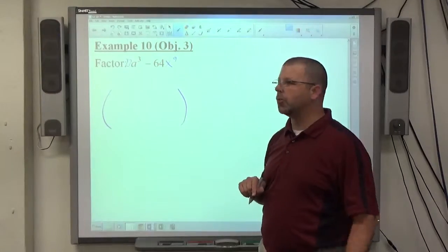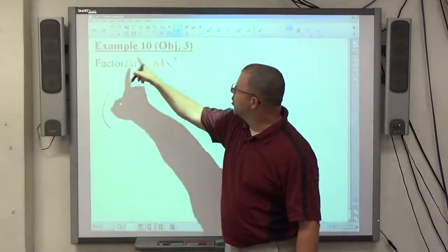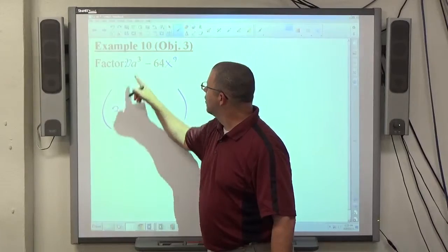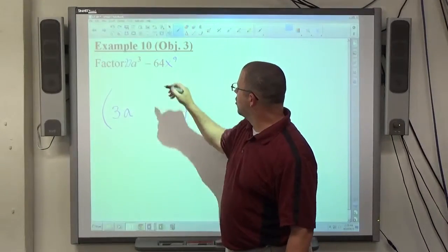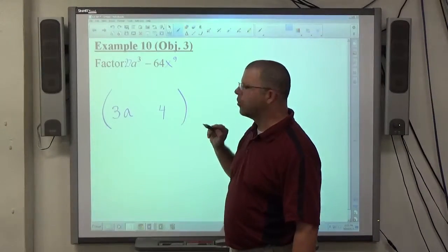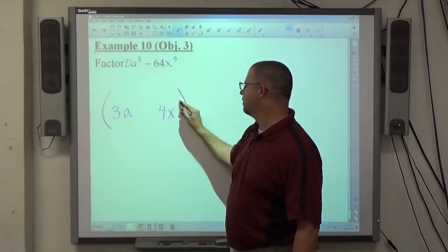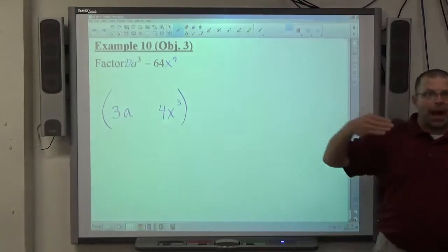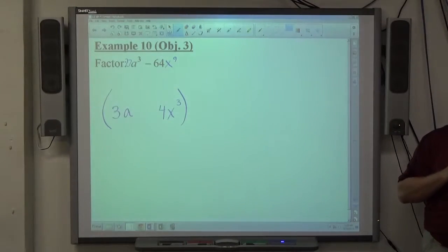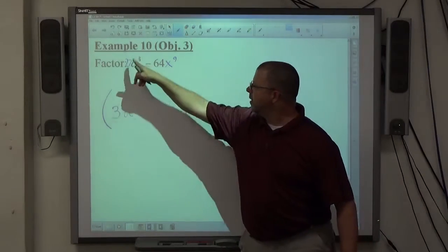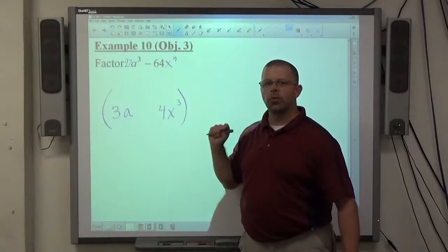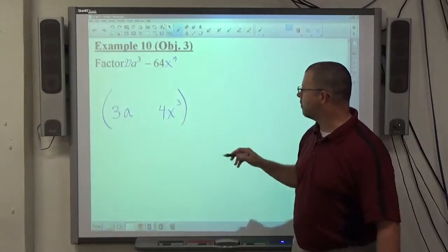It's two objects, the cube roots of both objects that I'm looking at. The cube root of 27 is 3. The cube root of a cubed is a. The cube root of 64 is 4. The cube root of x to the 9th is x to the third. When you're cube rooting a power, you're simply dividing that power by 3. So 9 divided by 3 is 3. 3 divided by 3 is 1. Cube root of 27 is 3. Cube root of 64 is 4. Again, I'm not going to worry about the sign yet. We'll do that in a minute.